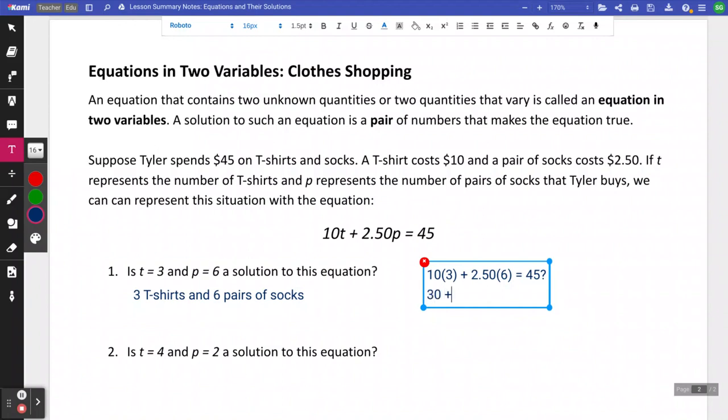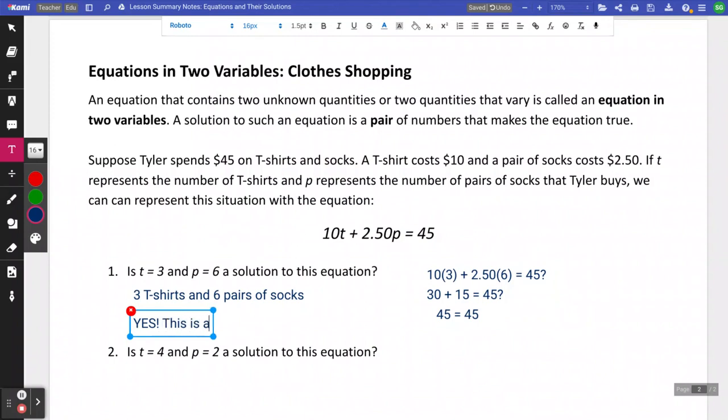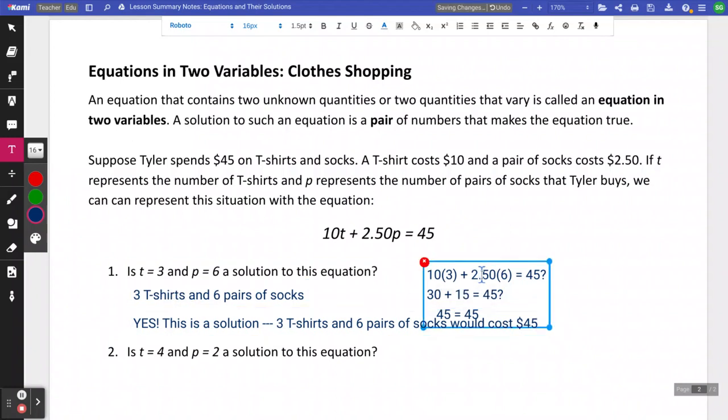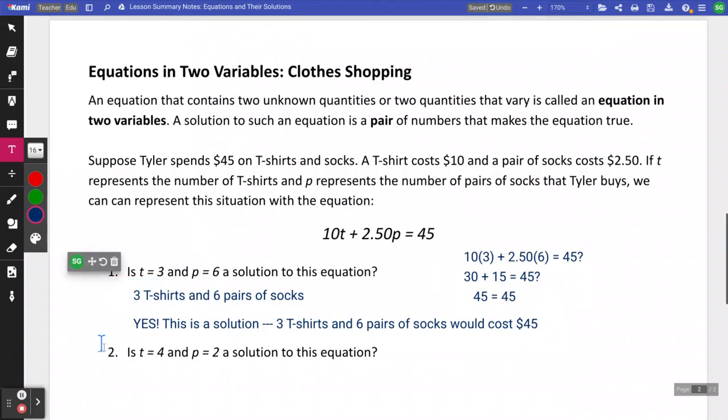Well, 10 times 3 is 30, and 2.50 times 6 is going to be 15. And so, looking at that, yep, that is true. 45 equals 45. That lets me know that, yes, this is a solution. 3 t-shirts and 6 pairs of socks would cost $45. In other words, that pair of numbers, the 3 and the 6, is meeting all of the constraints of this problem. Go ahead and try number 2 as well. See if you can figure out, is t equals 4 and p equals 2 a solution to this equation?